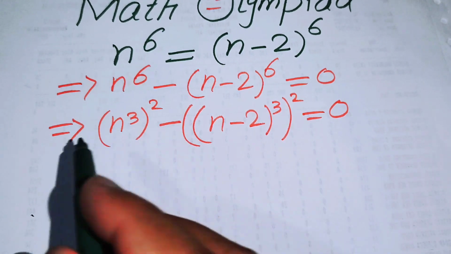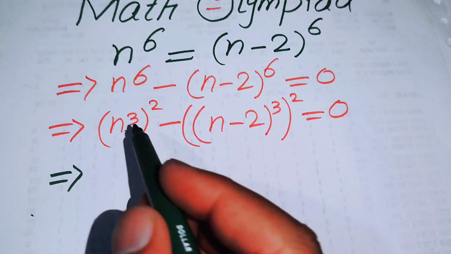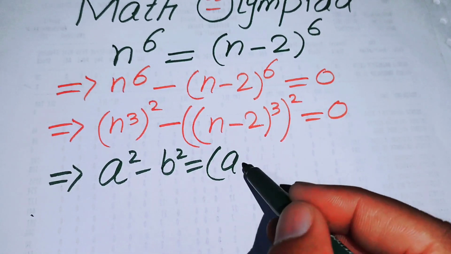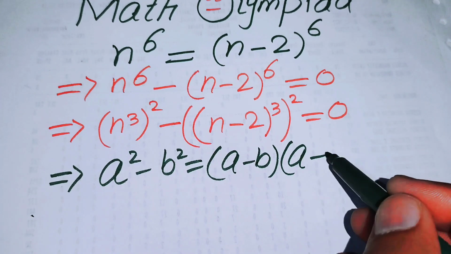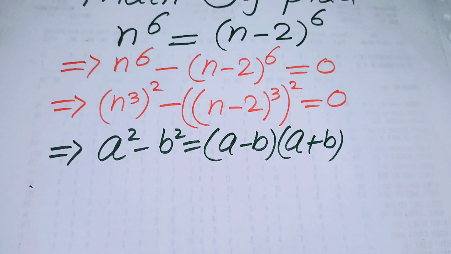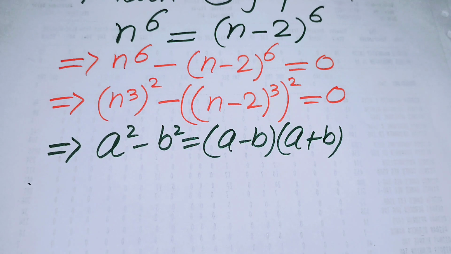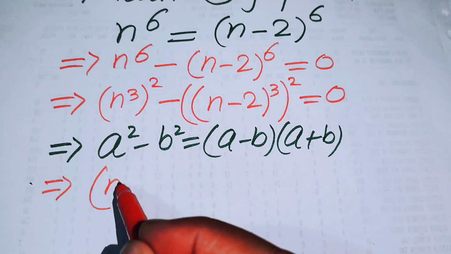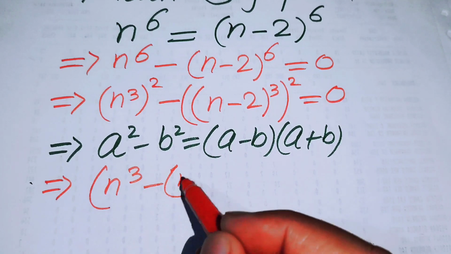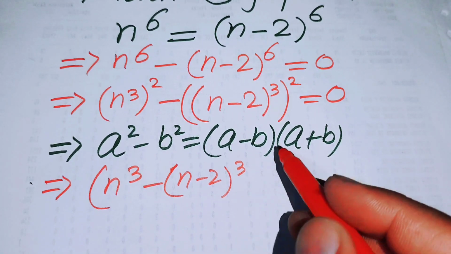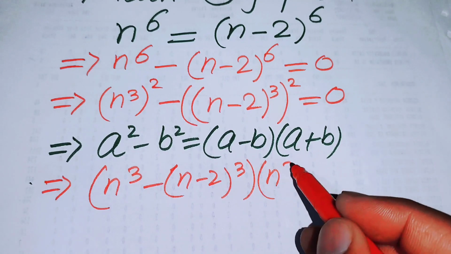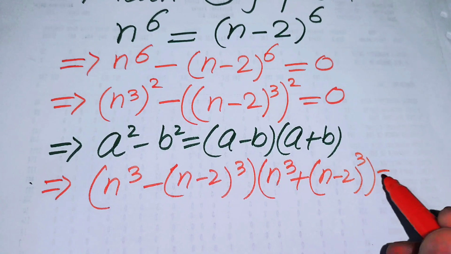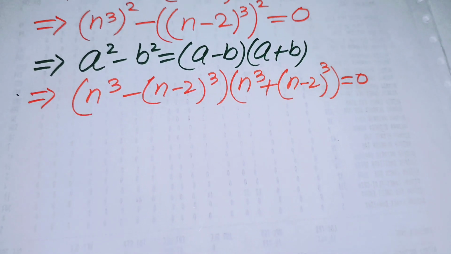so that we can write this equation as a squared minus b squared is equal to (a minus b) times (a plus b). So here we can use this nice formula. According to this formula we will write the above equation as (n cubed minus (n minus 2) whole cubed) into (n cubed plus (n minus 2) whole cubed), and this whole equation is equal to 0.